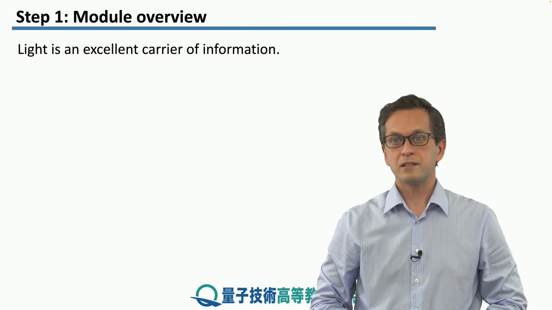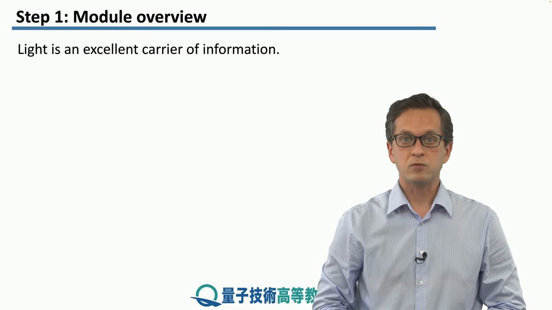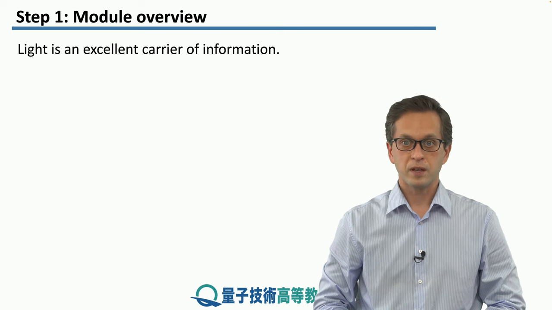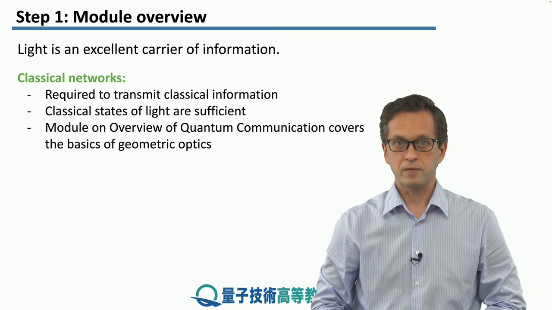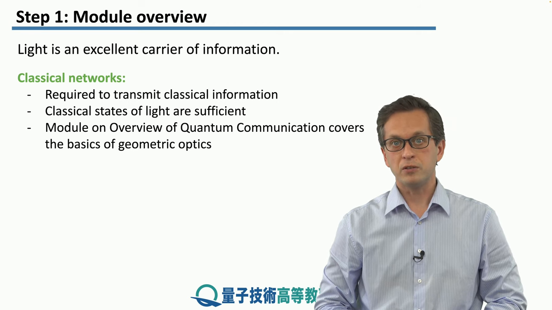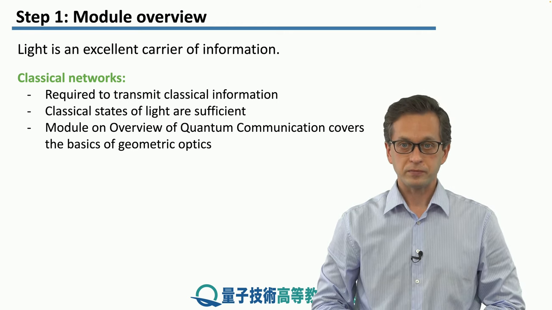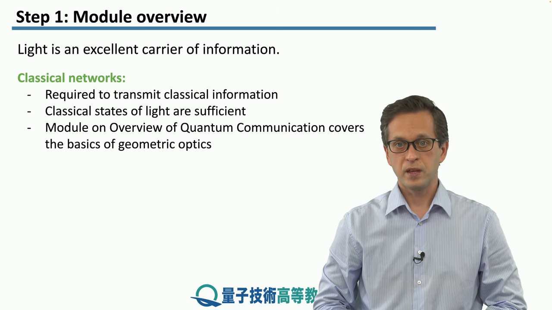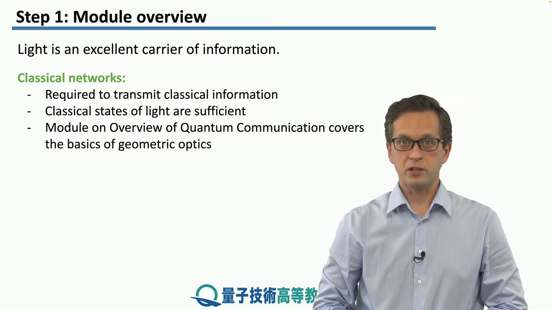Light is an excellent carrier of information, and it plays a crucial role in both classical as well as quantum networks. In classical networks, it is required to transmit classical information. Therefore, classical theory of light is sufficient to talk about it and do calculations with it, and all we use are classical states to transmit this information. We have talked about classical light and in particular geometric optics in our module on overview of quantum communications.